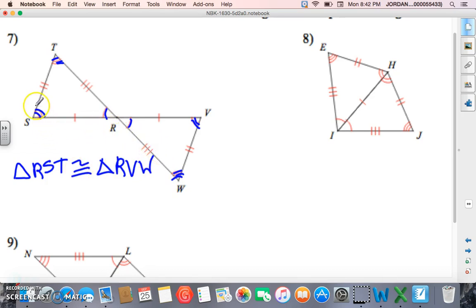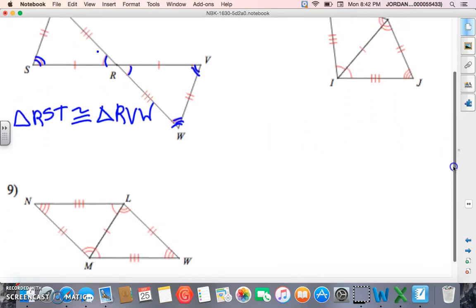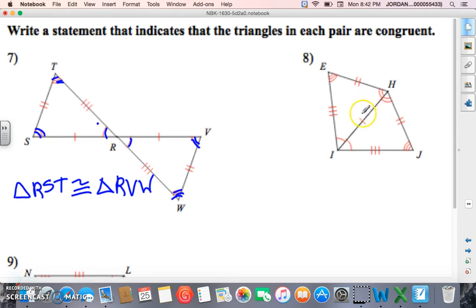Okay, and you could have started with S. You could have said STR. This one would have just then been VWR. All right, so it's important the letters that correspond are in the same positions. All right, so let me do one more.